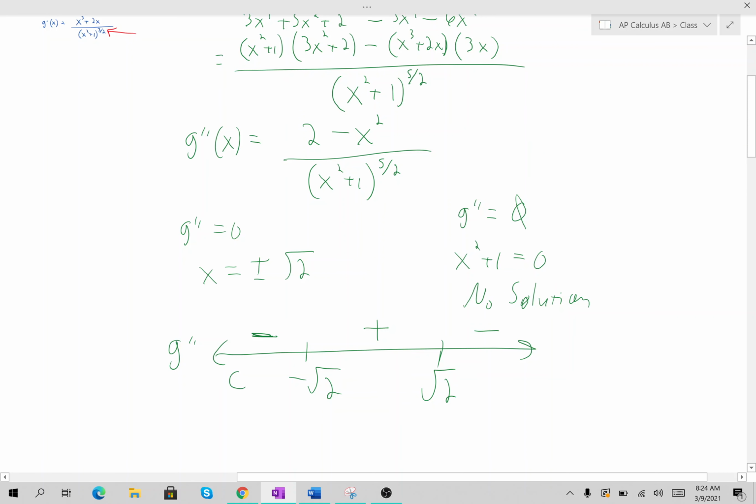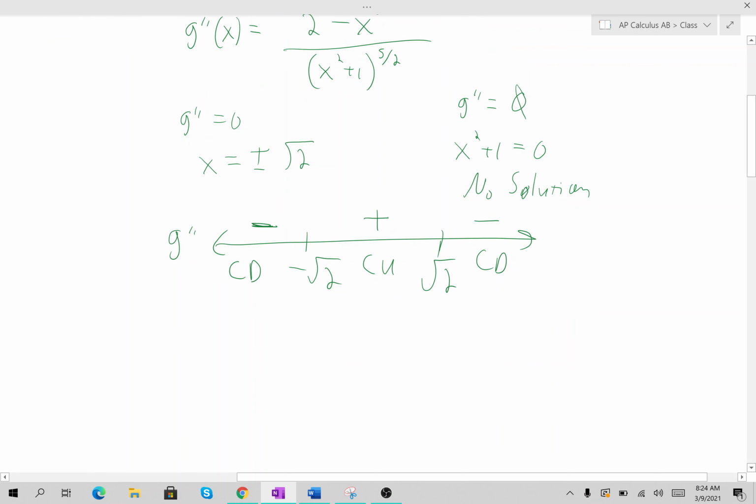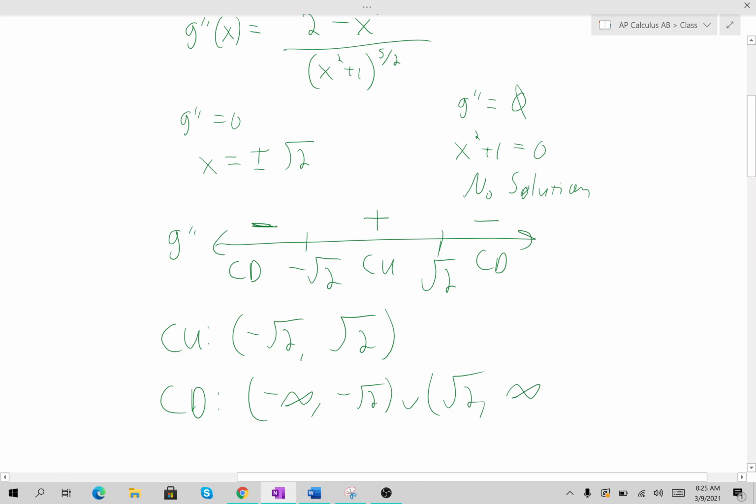Cool, so that means, because it's the second derivative, g is concave down, concave up, concave down. So what we have, if we list this out, is our concave up interval is from negative root 2 to root 2. Our concave down interval is from negative infinity to negative root 2 union with root 2 to infinity.